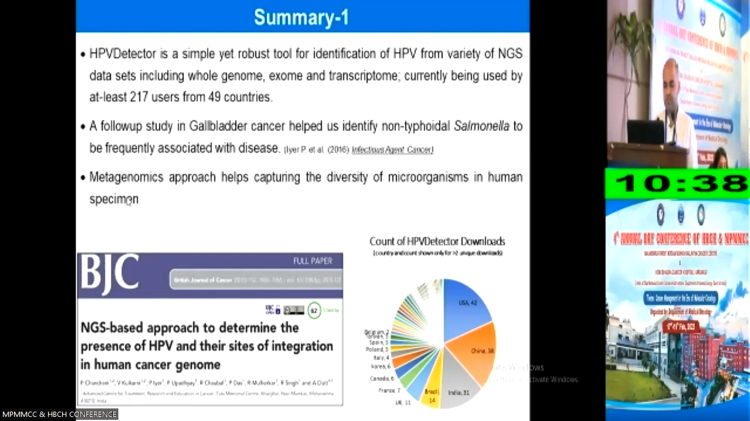The take-home message that I'm trying to convey here is that a metagenomic approach from a human-oriented sequencing assay, having a genome-wide approach, can be reused for microbial organism study.